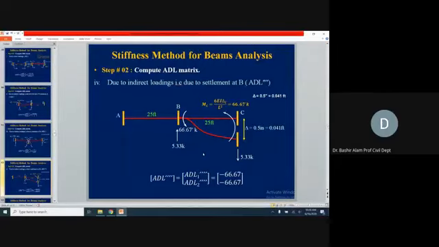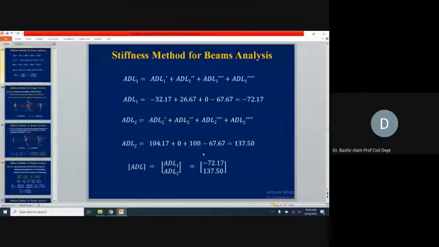Correspondingly, we now need to add all these 4 numbers to get the cumulative ADL. So ADL1, ADL1 prime, double prime, triple prime, tetra prime. We add those values. So minus 72.17, this is becoming your resultant ADL1 matrix. And similarly, for ADL2, we add the corresponding values and we get 137.50. This way we complete our ADL matrix.